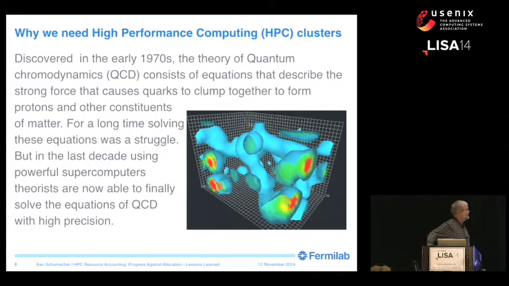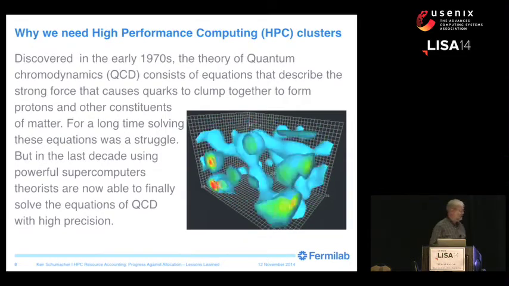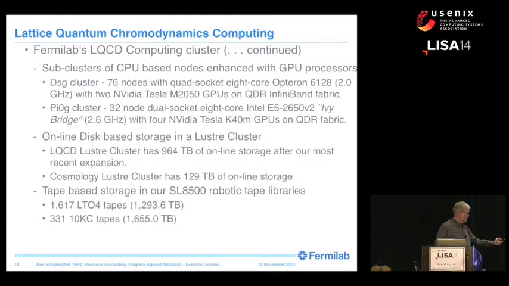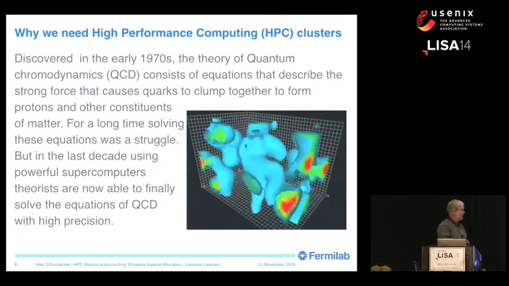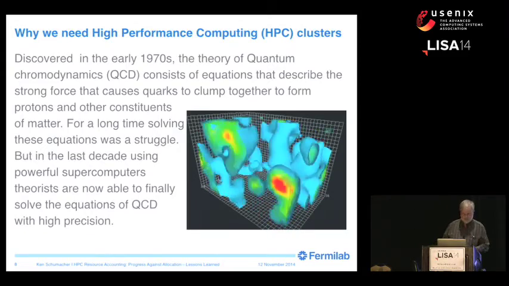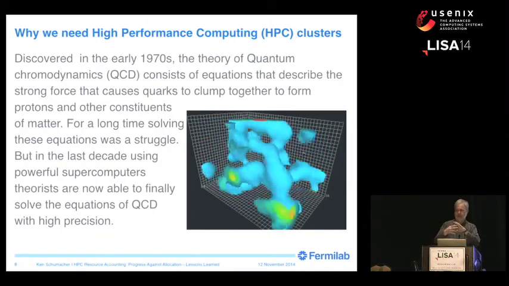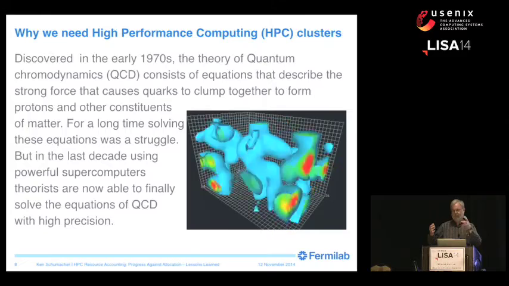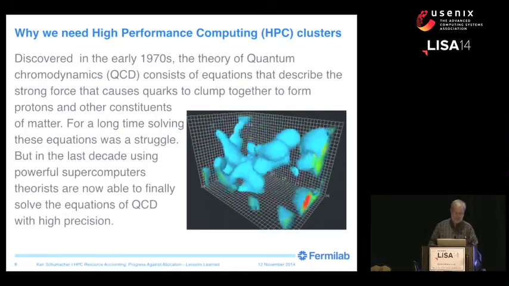Why do we need HPC clusters? It was discovered, oh, let me see if the graphic's actually going to work. Ta-da. This is called a QCD lava lamp. They generate these all the time. The theory of quantum chromodynamics came out back in the 70s. It describes the forces involved in subatomic particles. What is it that holds the protons to the neutrons? What is it that holds the quarks together with the gluons and all of those things? And they measure all of that stuff.